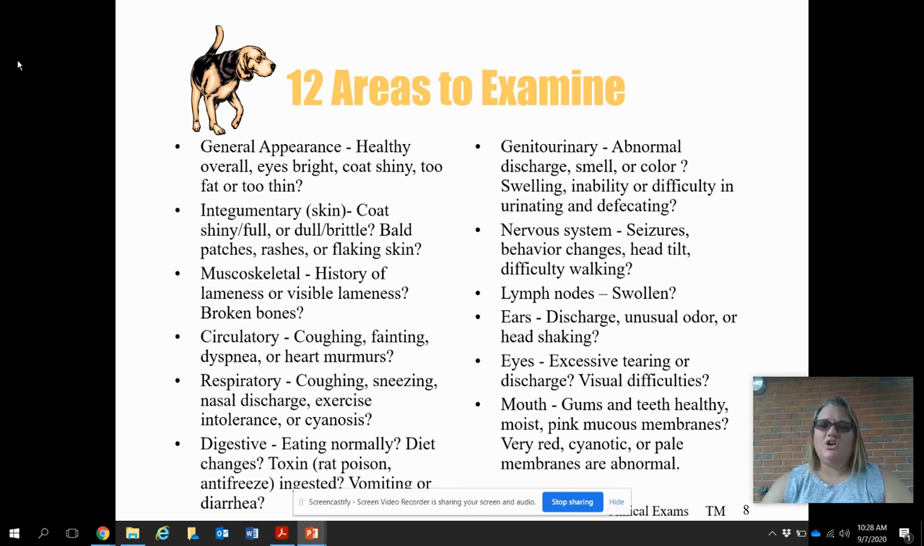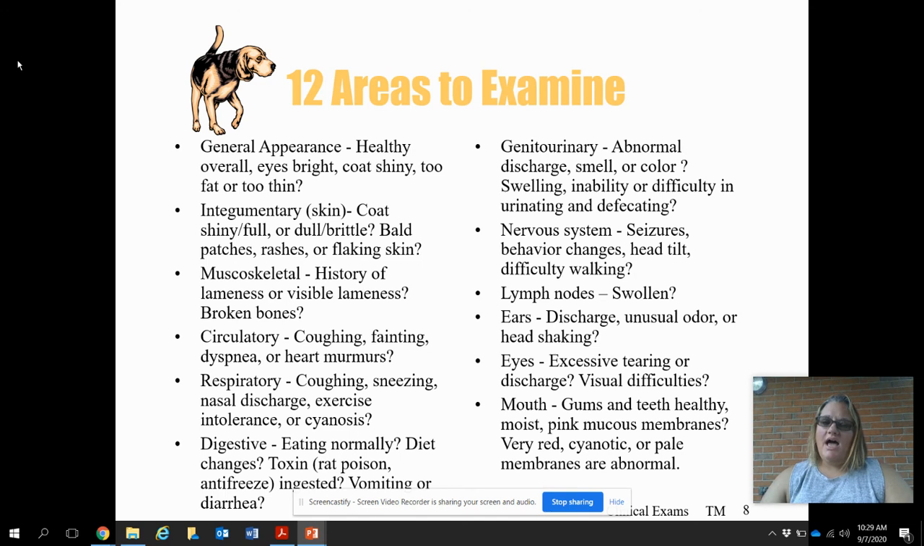Ears: any discharge or unusual odor could mean a yeast infection in the ears. Shaking of the animal's head, or have you ever seen a dog go across the floor with their butt up in the air and their ears on the floor? That means their ears are itching. Something's not right. They're constantly itching at those ears, or there's debris in there. The ears are either dirty or have ear mites.